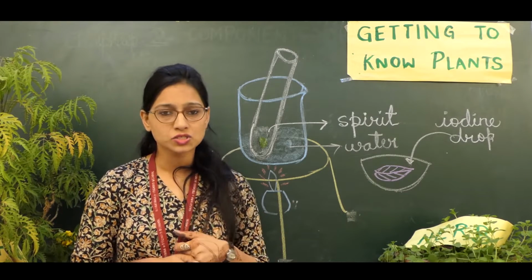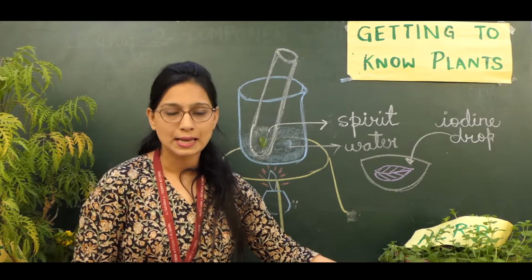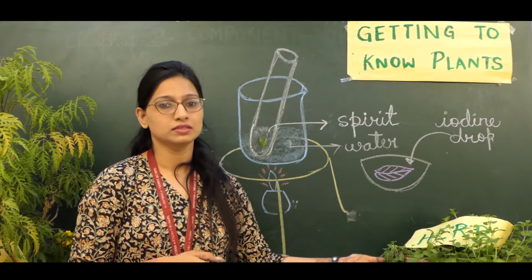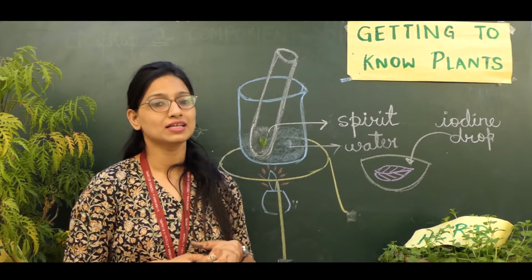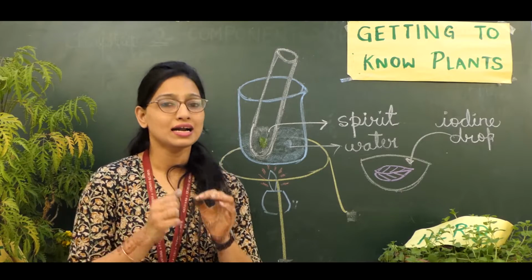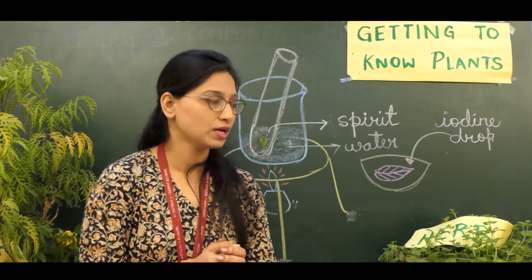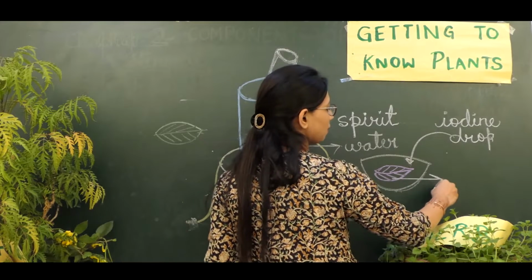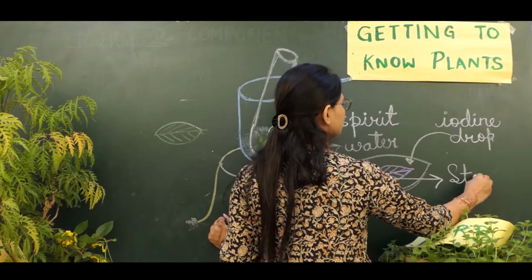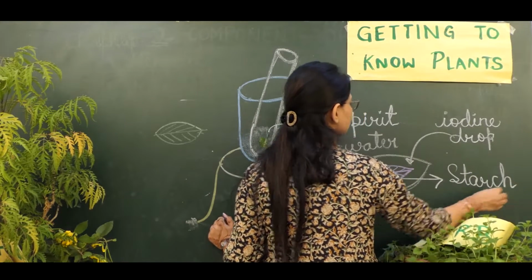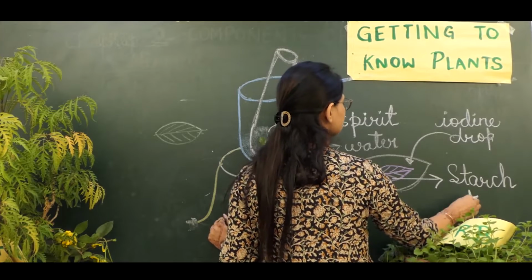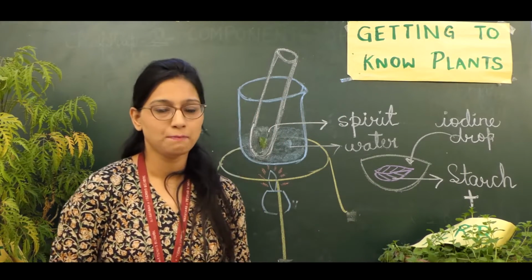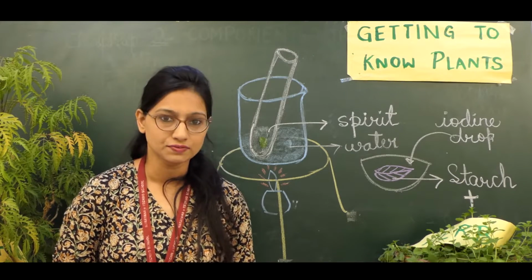And how did the starch come in this leaf? It came by the process of food manufacture, which is photosynthesis. So this proves that the leaves do photosynthesis and they store the food in the form of starch, right? So the purple color shows starch is present, positive, right? Starch is there. Alright, so this is a very important function of leaves.